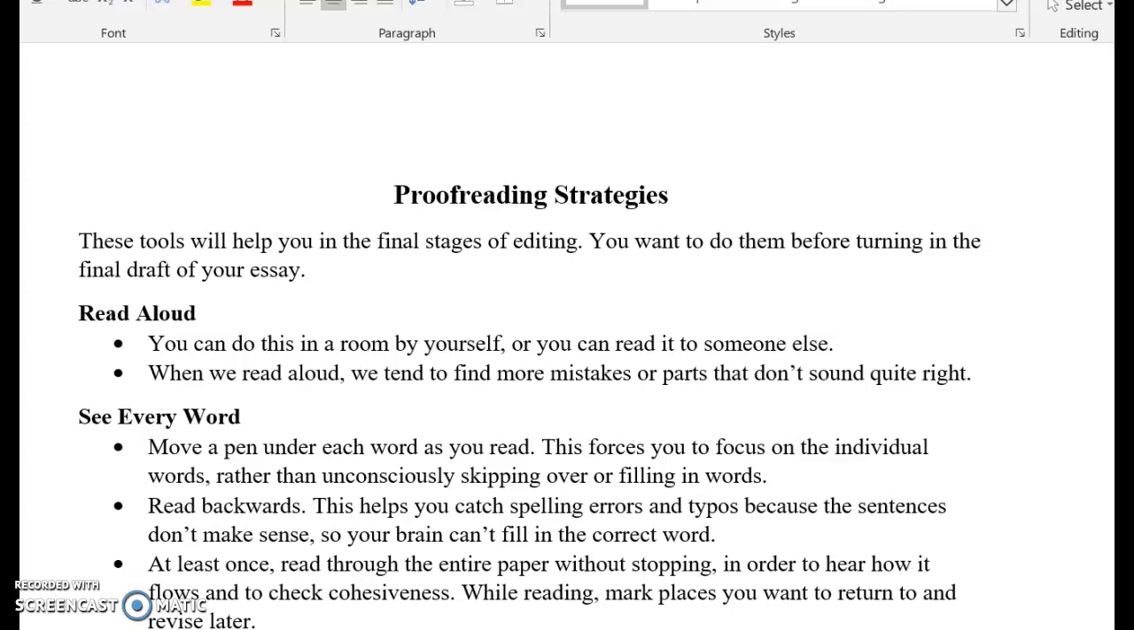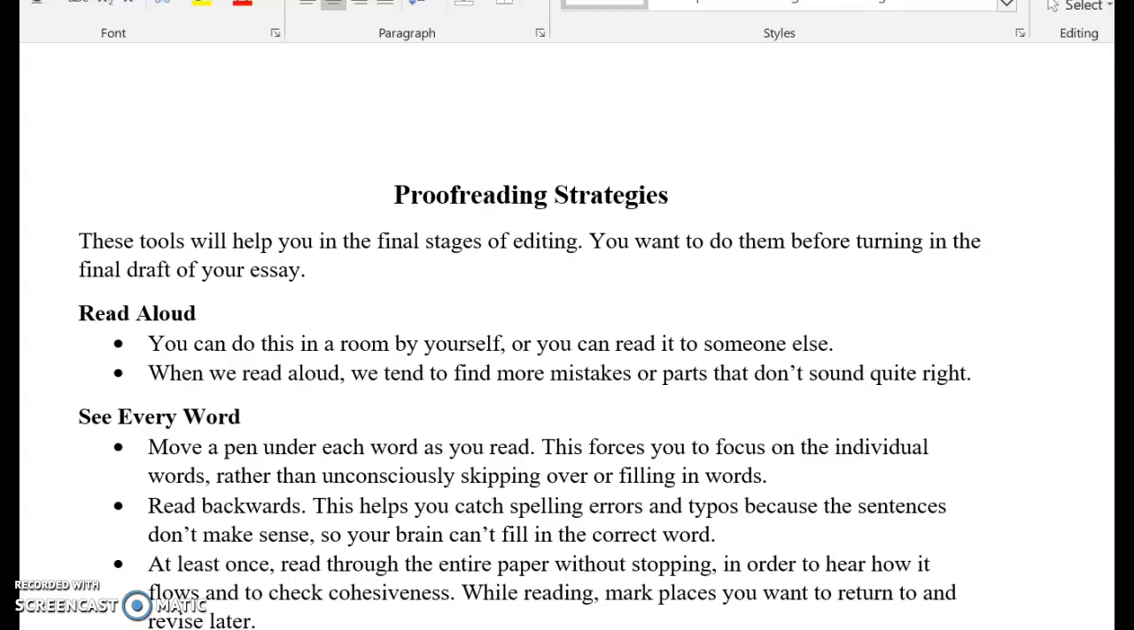So we did talk about this before, where reading aloud is something that can be very helpful for you. Whether it's something that you do in a room by yourself, or you're just reading it to someone else so that they can hear it, it is going to help you find those mistakes that you tend to miss or skip over, because as you hear them aloud, it actually then makes more sense and you're hearing it, so you find those little mistakes. Okay.